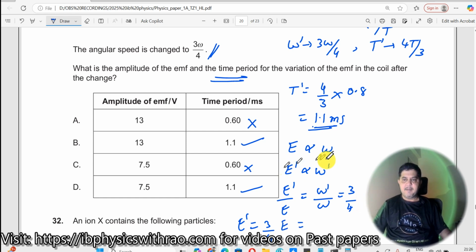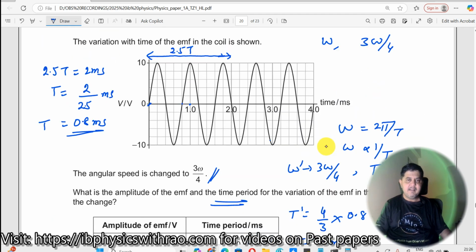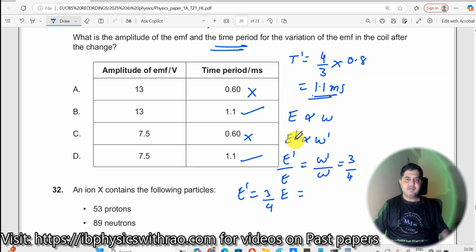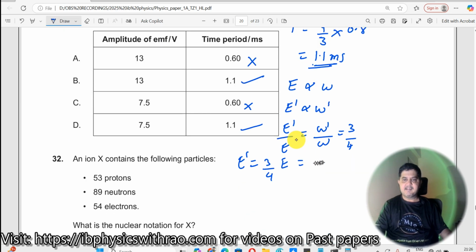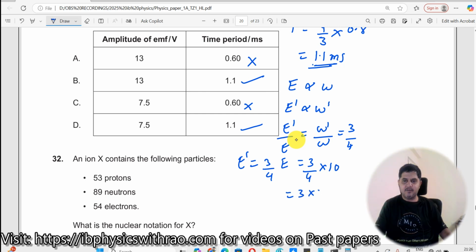What's the value of E? Let us look at that E also here. This initial EMF was seen to be 10 volts. So I can now write this as 3 by 4 multiplied by 10, which is equal to 7.5. So the answer should be 7.5 and 1.1. So the answer is option D.